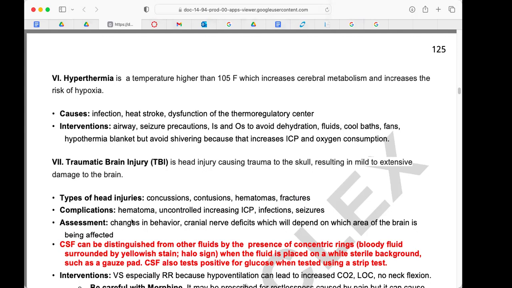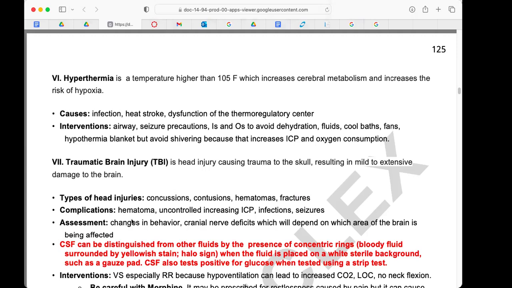Interventions: protect the airway, especially because the higher the temperature is, the more it increases brain metabolism. It's going to increase the excitability of the neurons in the brain, and it could lead to seizures. Whenever a patient is at risk for seizures, the number one priority is airway. So airway, seizure precautions, intake and output to make sure they're getting enough fluids in, because fluids, especially if they are able to drink, or even just IV fluids, would help to reduce the body temperature.